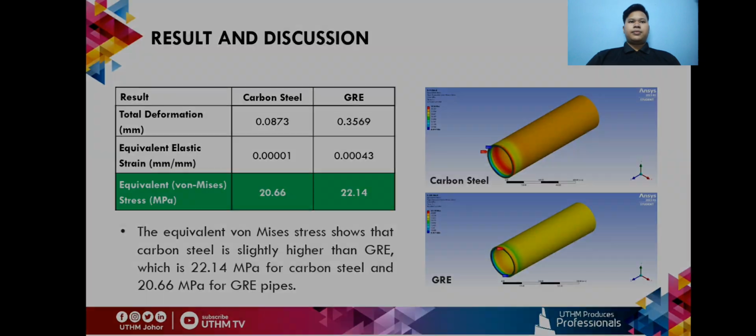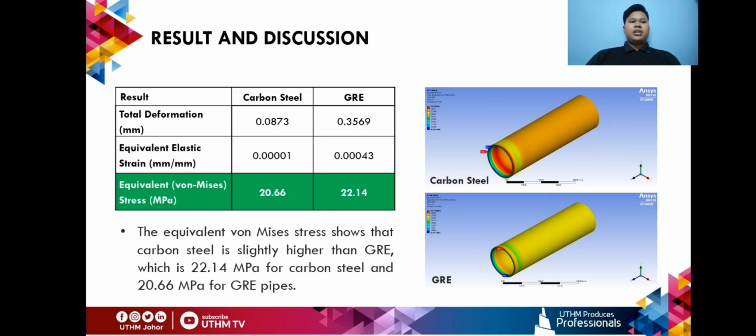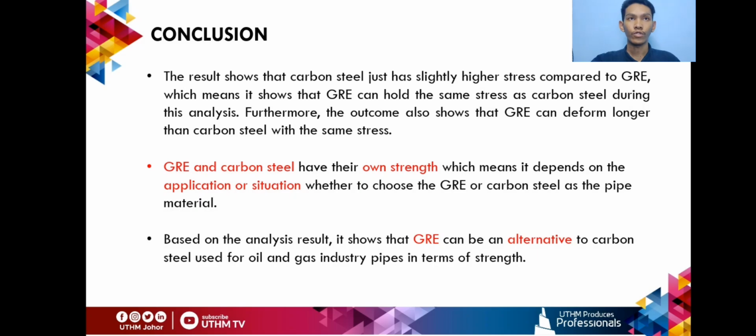and GRE reaches 0.00043. For equivalent von Mises stress, the result shows that carbon steel is slightly higher than GRE, which is 22.14 megapascal for carbon steel and 20.66 megapascal for GRE pipes. In conclusion, the results show that carbon steel has slightly higher stress compared to GRE, which shows that GRE can hold the same stress as carbon steel in this analysis. Furthermore, the outcome also shows that GRE can deform more than carbon steel under the same stress.